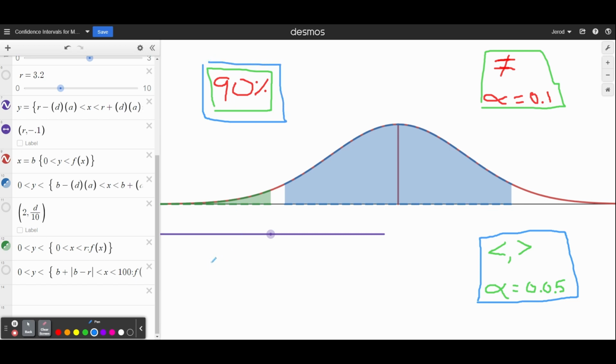To illustrate that some more, if we had a confidence level equal to 95%, then for a two-tailed test, a not equals to, that would correspond to an alpha equals 5% or 0.05. For a one-tailed test, a greater than or a less than, it would correspond to an alpha that was half of that, so 0.025.